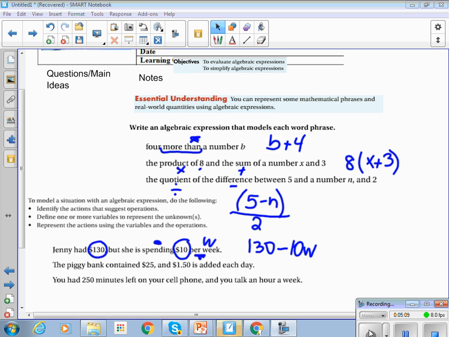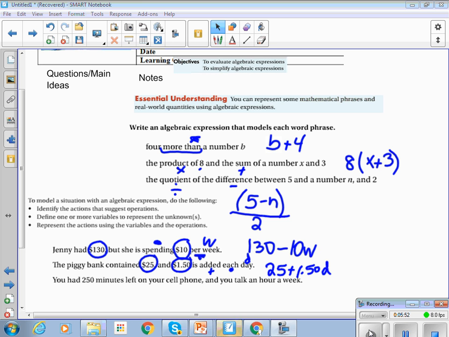All right, the piggy bank contained $25. Make sure you're writing these example problems in your notes. And $1.50 is added each day. Oh, well, that's easy. So we're adding $1.50. I said 150, so $1.50 is being added each day. It starts at 25. Each is like per, so I'm going to use multiplication there. I'm going to use D to represent the number of days. So the piggy bank starts out with 25. We are adding $1.50 each day.